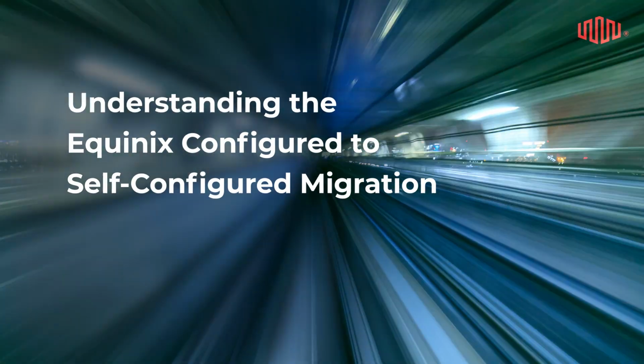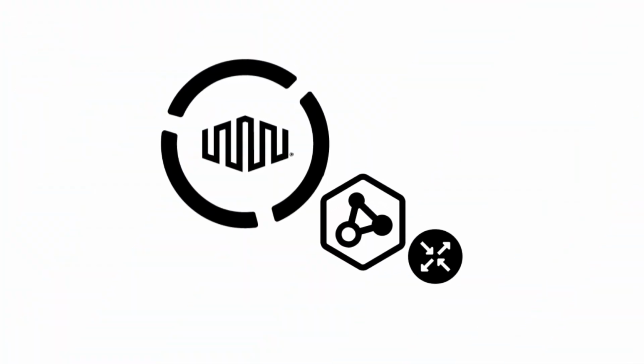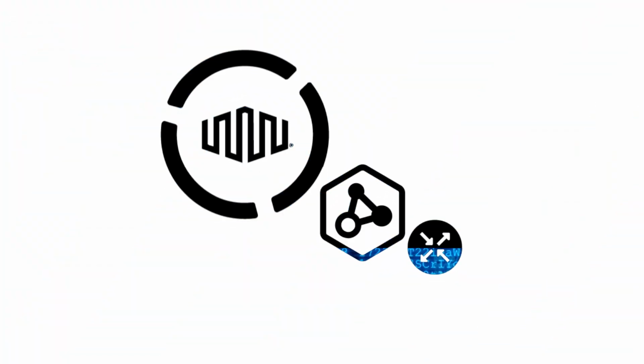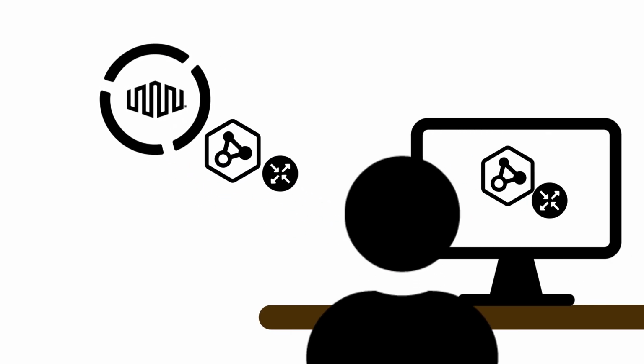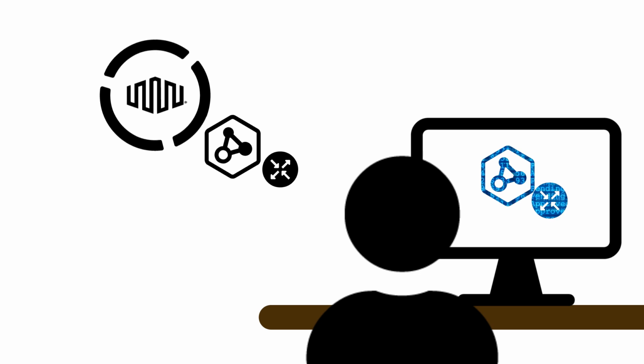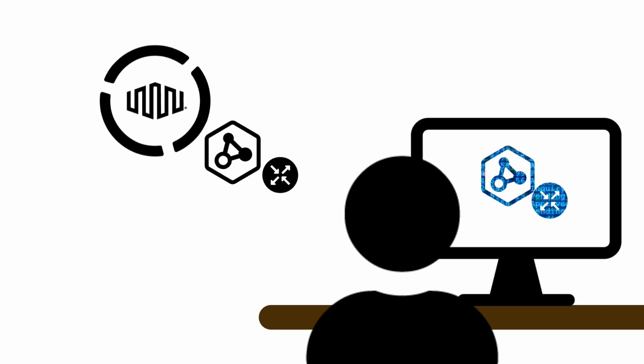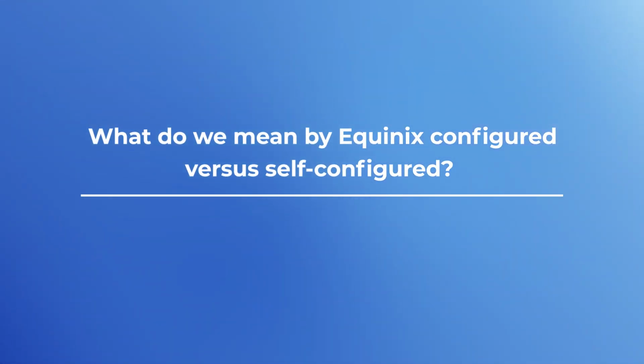So today's plan was to go over some upcoming changes we spoke about recently regarding the Equinix configured to self-configured migration that's coming up here at Equinix, and all the questions that someone might have in regards to that. But before we get much further, for any of the folks out there who may not be aware, what are we talking about exactly when we say Equinix configured to self-configured?